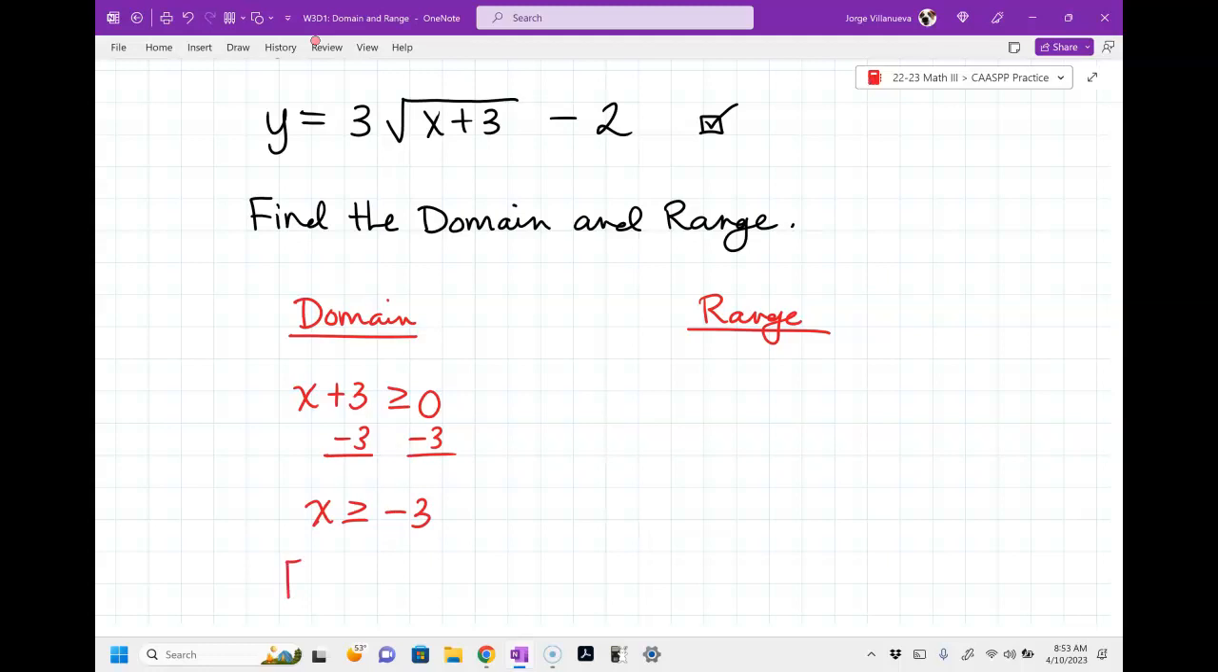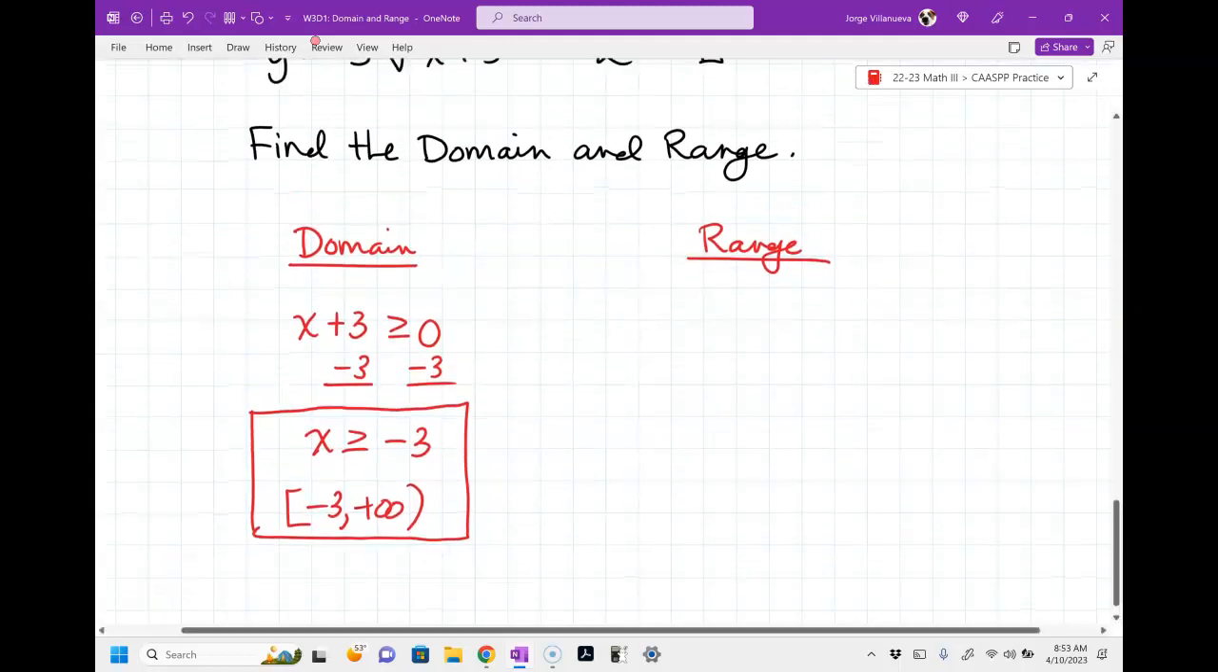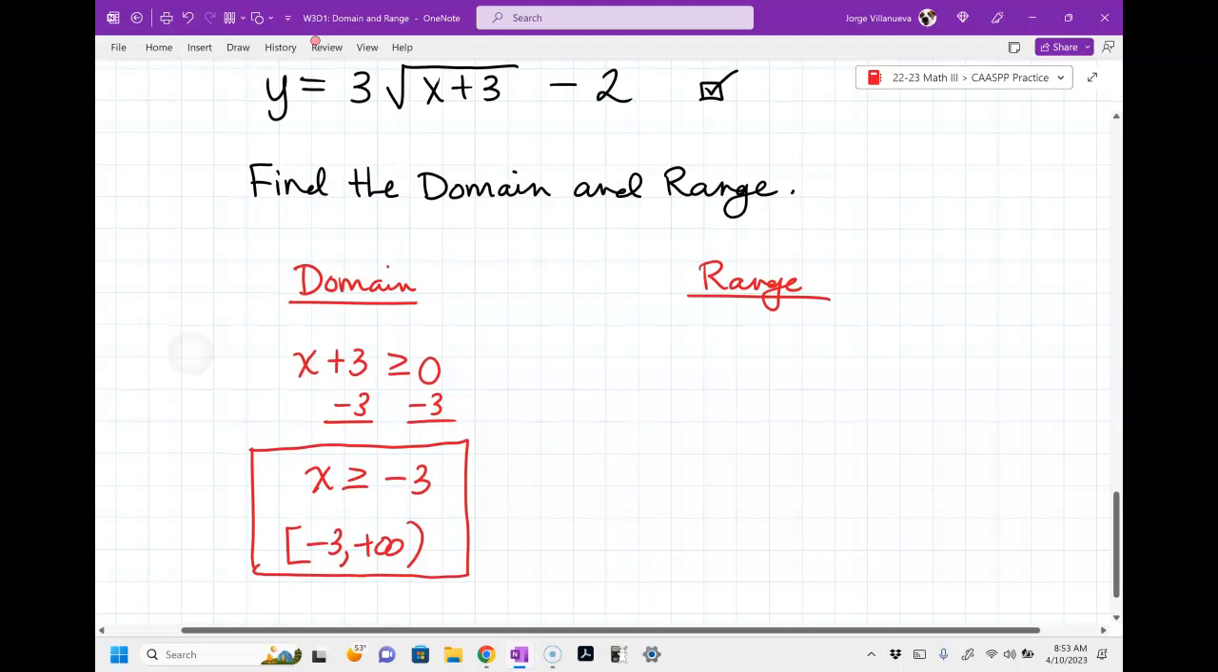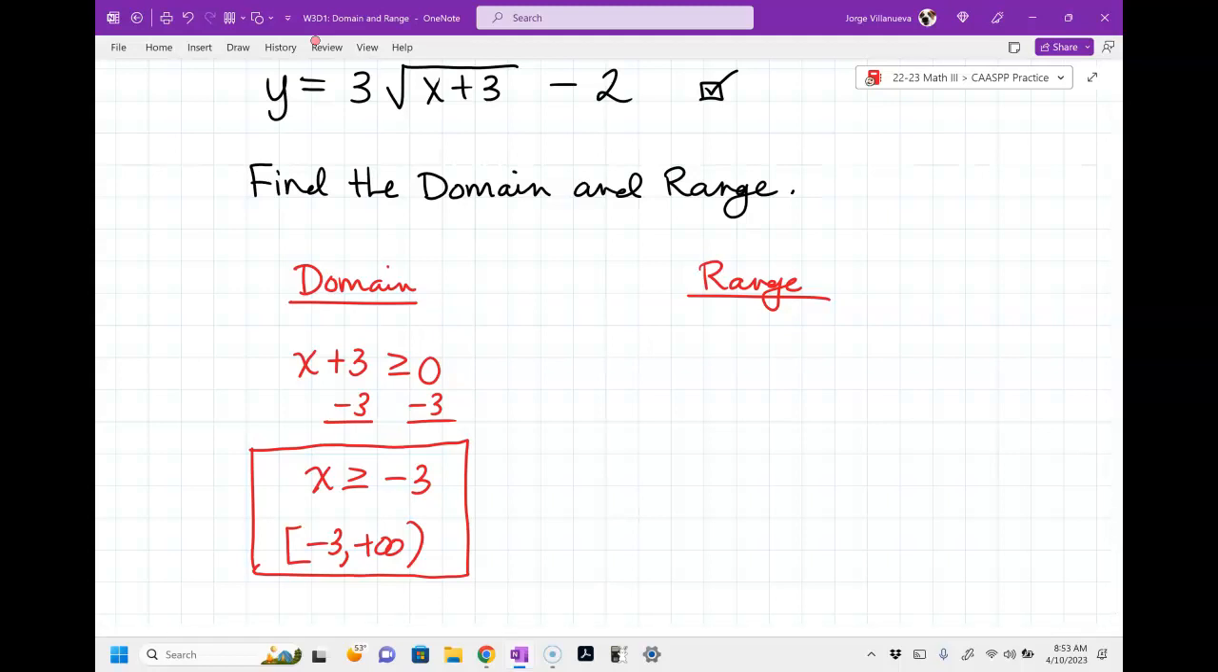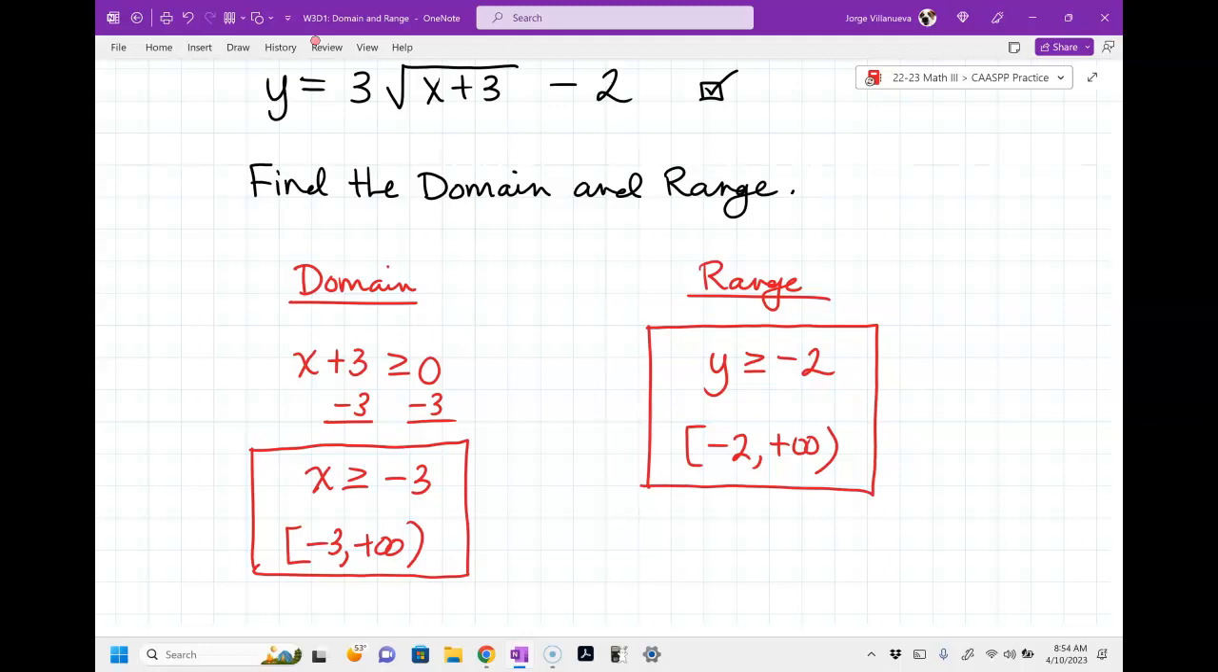Now, if you want to write it in set notation, -3 to positive infinity. Again, I'm not sure which way they prefer. Some questions they might want you to write it with an inequality. Some questions they might say, we will need you to write it in set notation, or interval notation, shall I say. Now, the range is easier. Look at the number on the very back, -2. You're just going to basically say y has to be greater than or equal to -2, or -2 to positive infinity. Okay? And that's going to be your range.